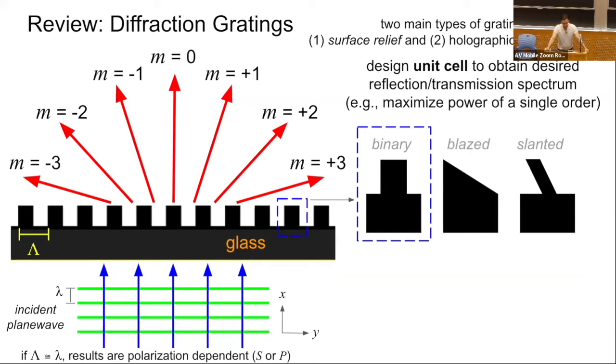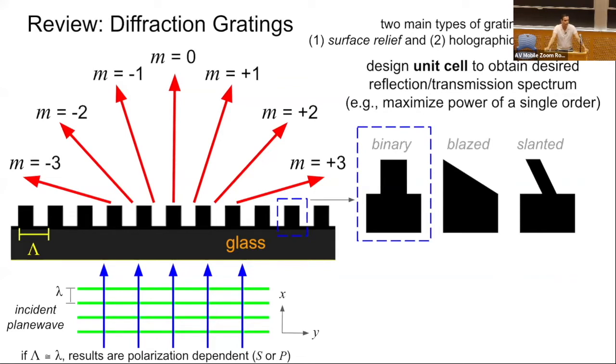When you're designing these structures, the key is the unit cell. These are assumed to be a perfectly periodic structure, and so we can design their properties just by designing the unit cell. For the case of a surface relief grating, there are many different kinds of unit cells. So I show you three of them. We're going to just focus on one today. The one I'm showing you here is a binary grating. The binary refers to the fact there are two different heights that we can modulate.